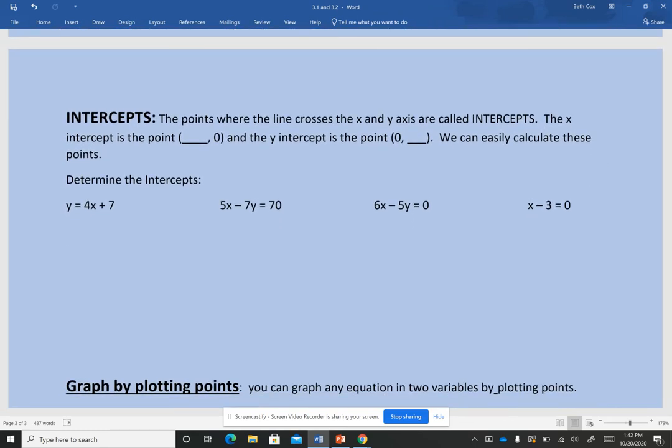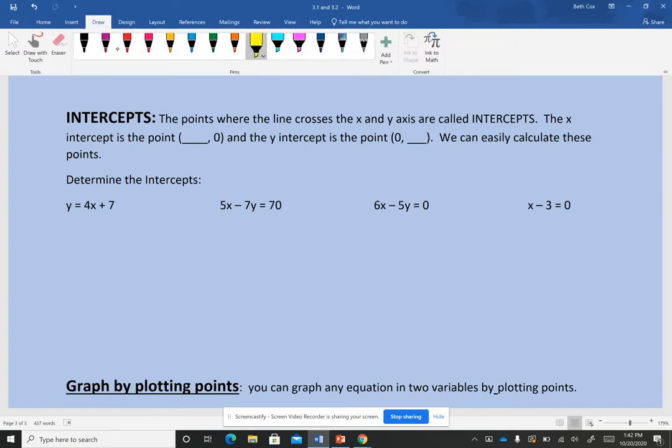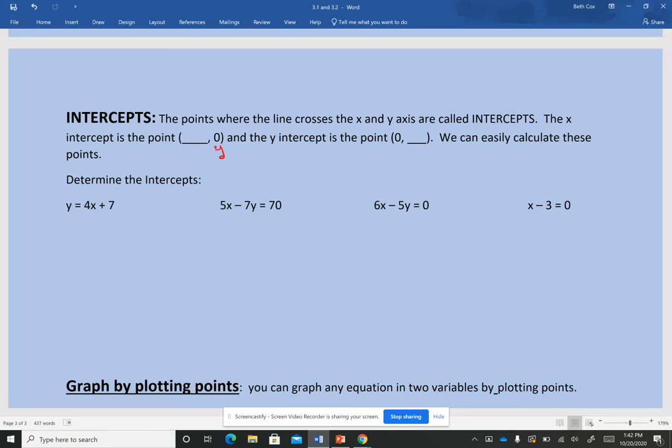Okay, so here we go. We're going to determine the intercepts. For this first one, I'm going to do the x-intercept first. So I'm going to put a 0 in for y, and I need to solve. So I'm going to subtract 7 on both sides. And then I'm going to divide both sides of my equation by 4, and I get x is negative 7 over 4. So that is my x-intercept.